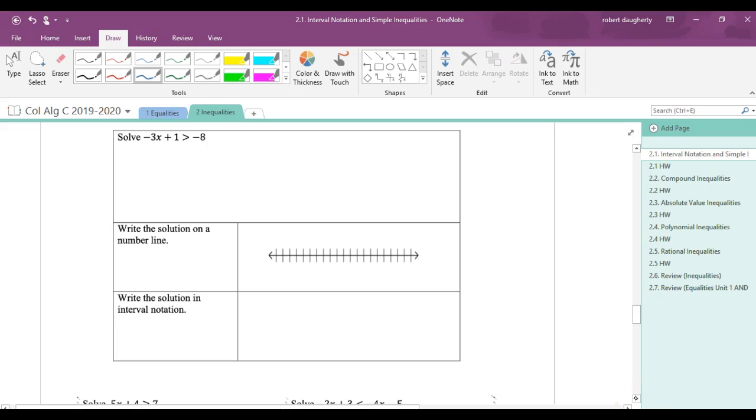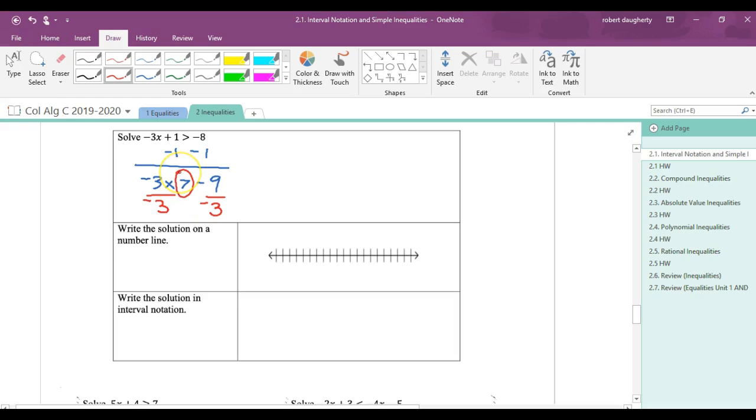-3x plus 1 is greater than -8. My goal is to get what on one side? All the x's on one side, all the numbers on the other. What's the first thing I'm going to do here? Subtract 1 from both sides. This gives me -3x greater than -9. What's the next thing I'm going to do? Yeah, I'm going to divide by -3, and the bells are going off in your head because what? You have just divided both sides of the inequality by a negative number.